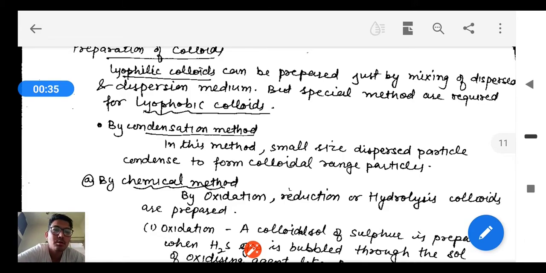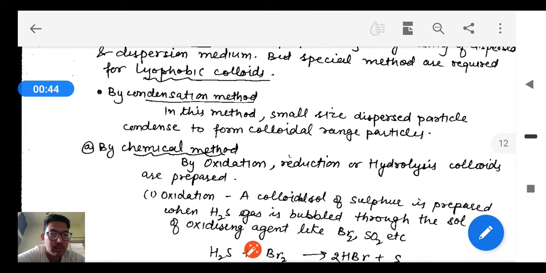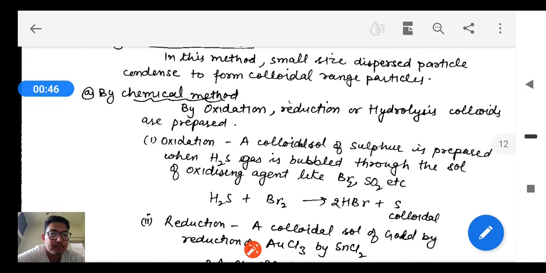Okay, so in notes this condensation method is written. Actually, this is Bredig arc method. In detail, you will study in the coming slide. So first one is chemical method. So in this, oxidation, reduction, or hydrolysis of colloids takes place, and after this the colloids are formed.